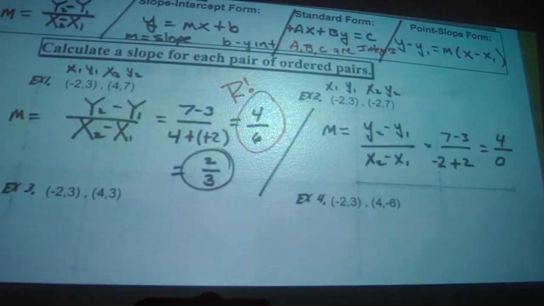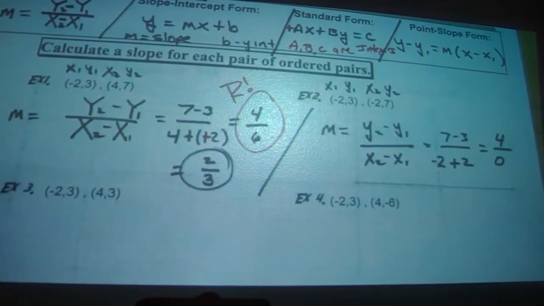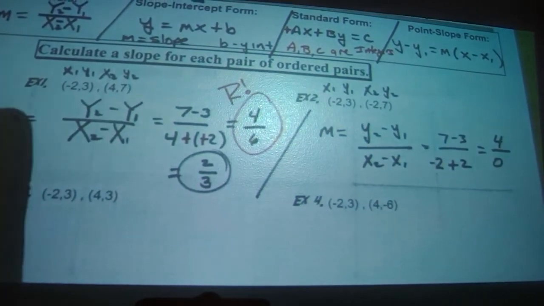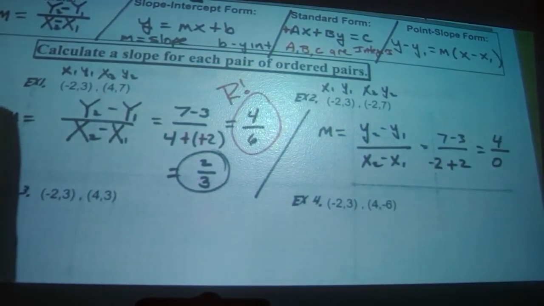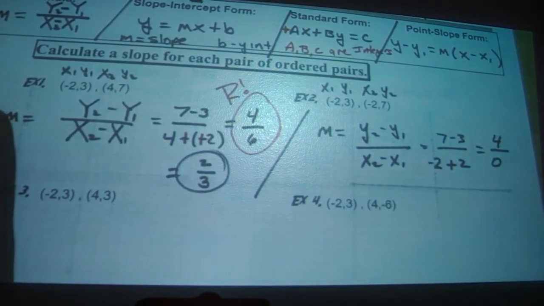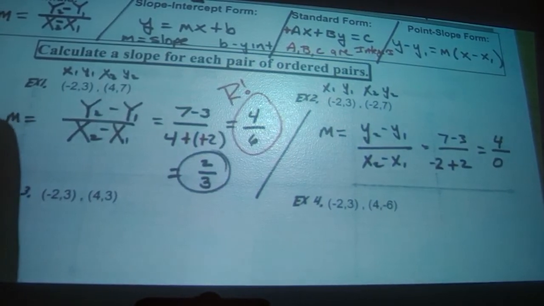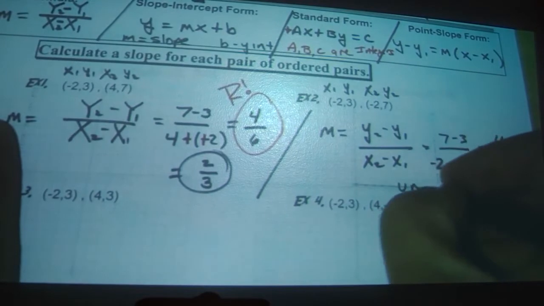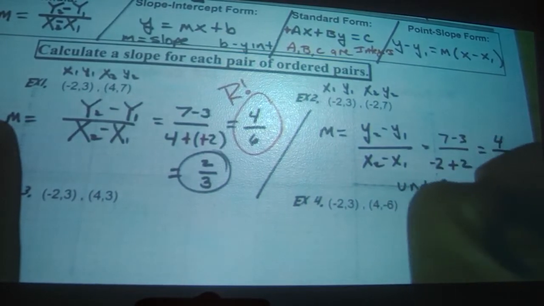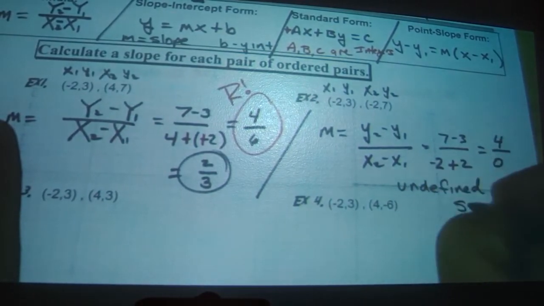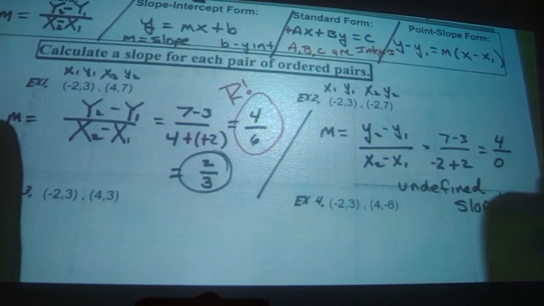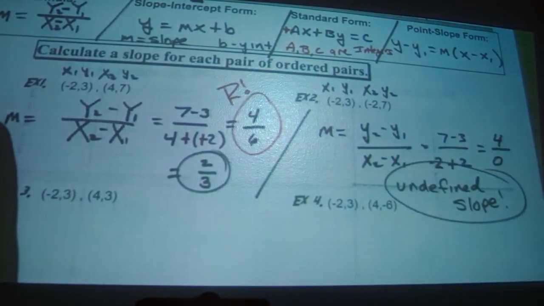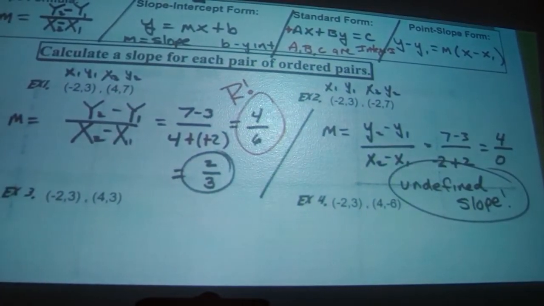No solution. It's undefined. You can't take 4 candy bars and divide it into 0 friends. You have 0 friends. No, I'm kidding. But you can't do that. It is undefined slope. So that one is undefined slope. You can't divide something by 0. It's not possible.